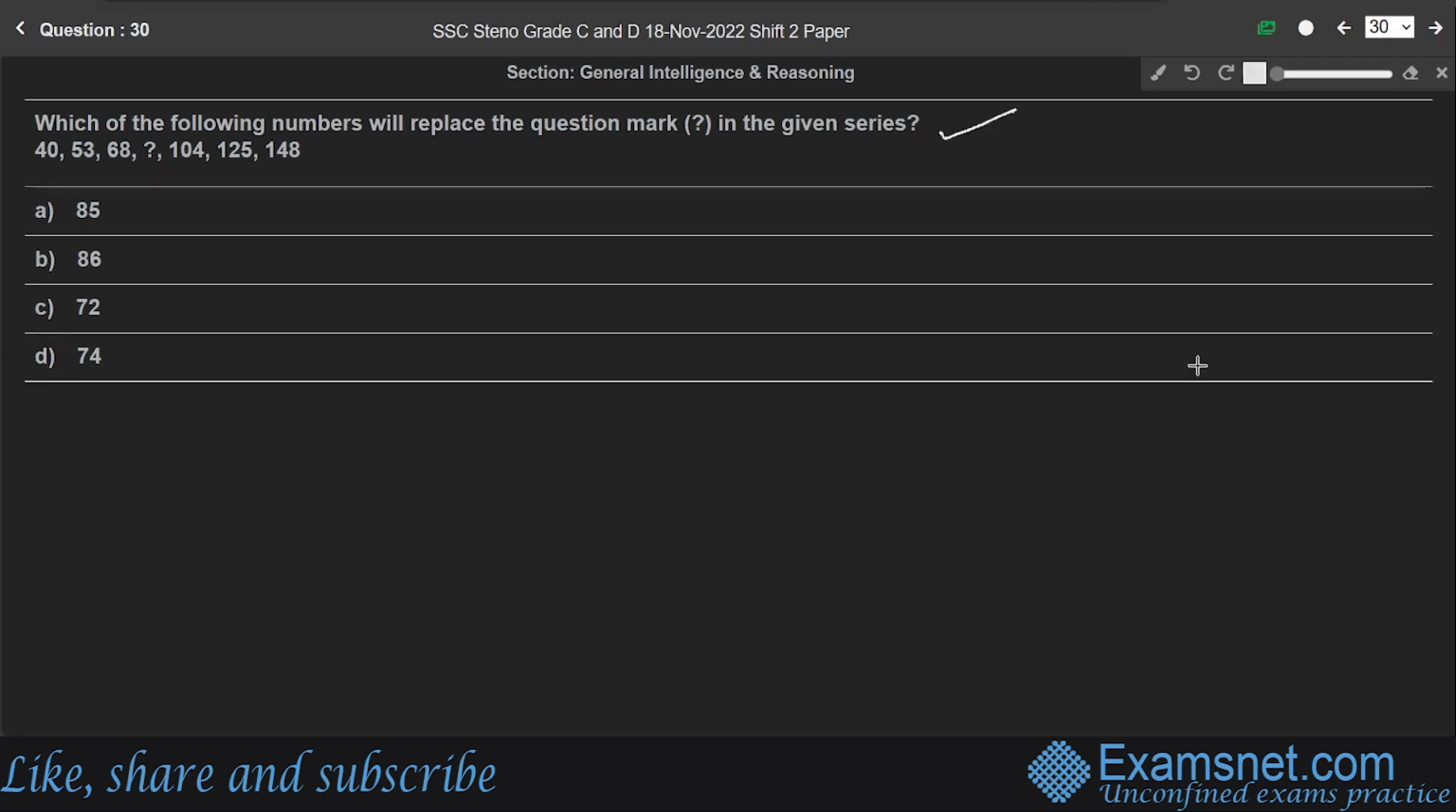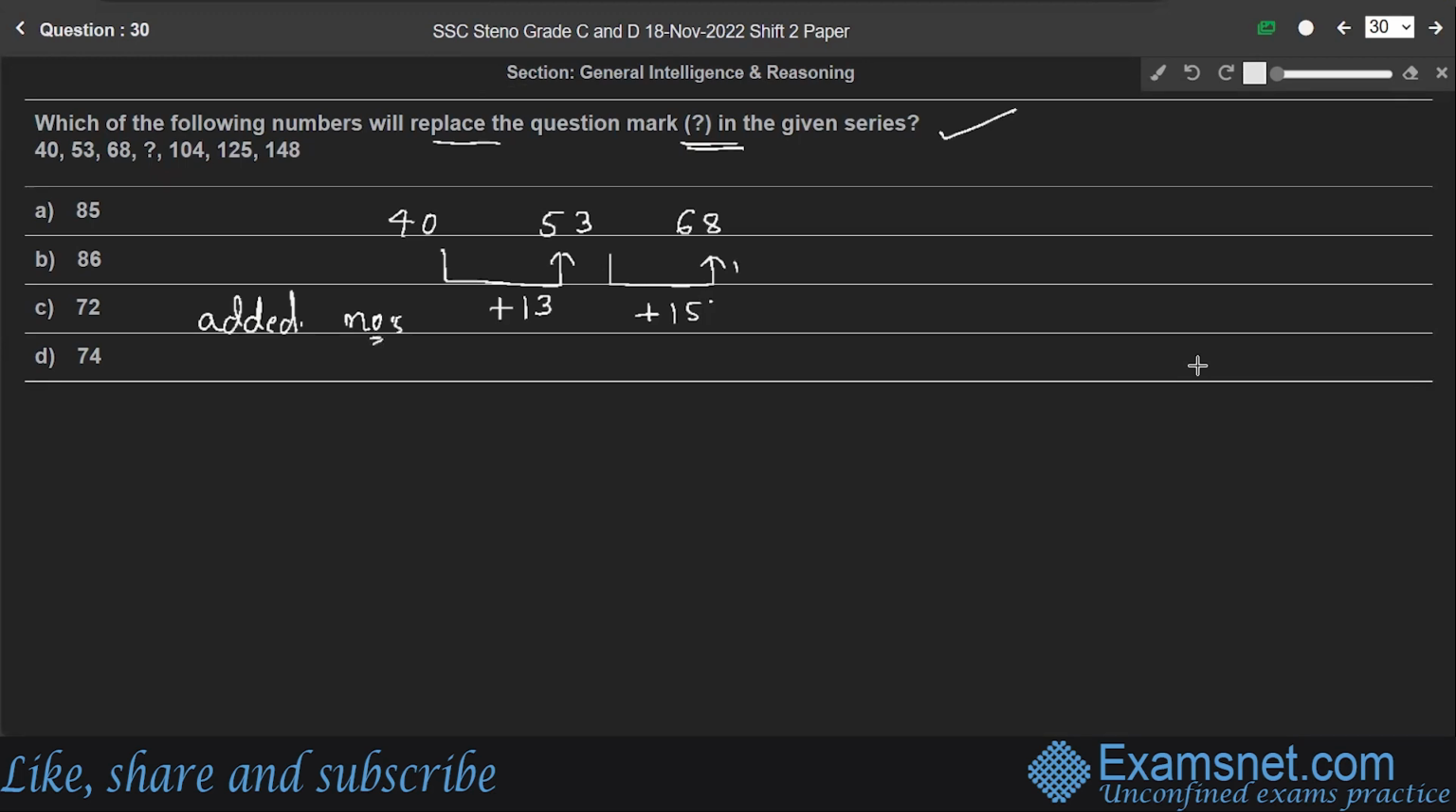Question number 30. Which of the following numbers will replace the question mark in the given series? We have the first number 40, the second number 53, the third number 68. So 40 plus 13 will give you 53, and 53 plus 15 gives 68. Here the number 15 is 2 more than the previous number, so we'll focus on the numbers to be added.